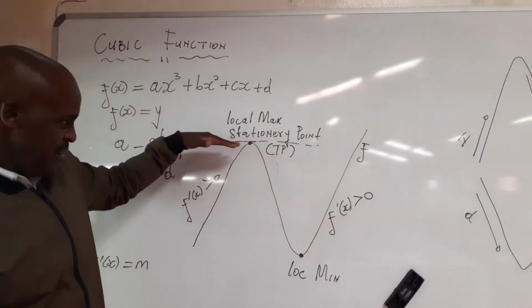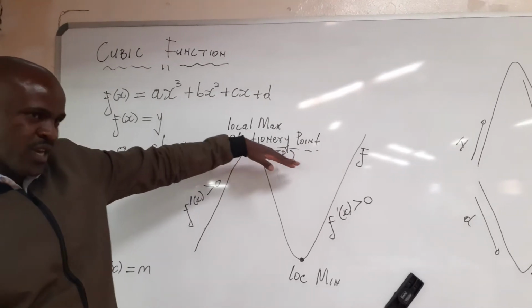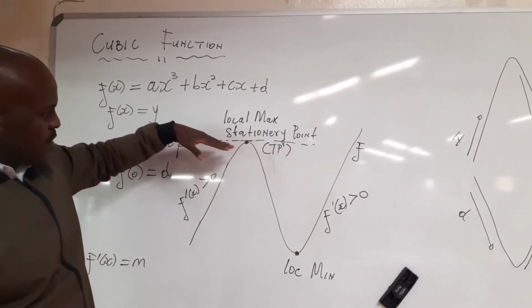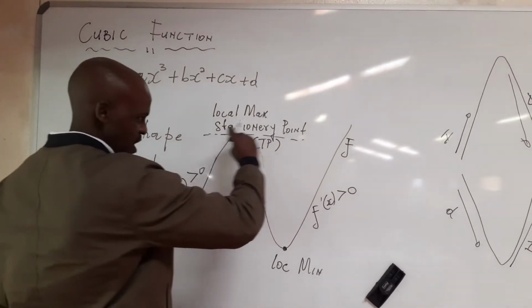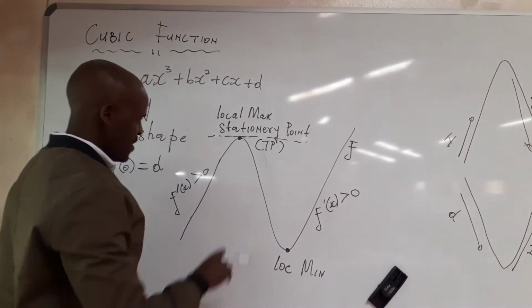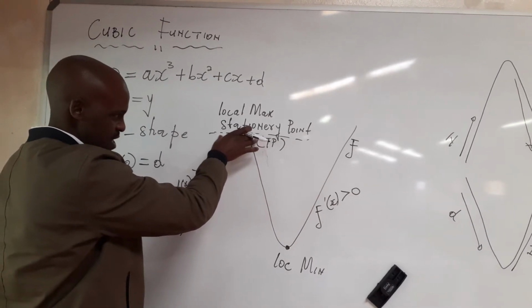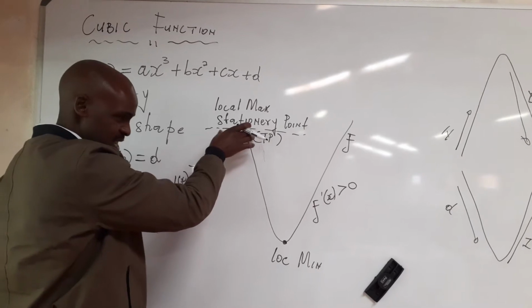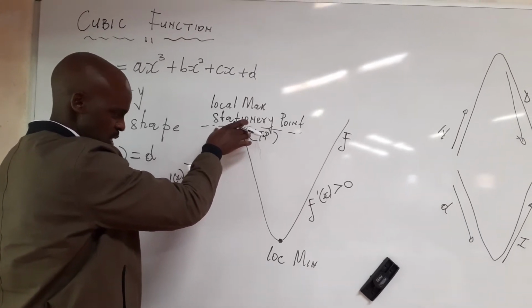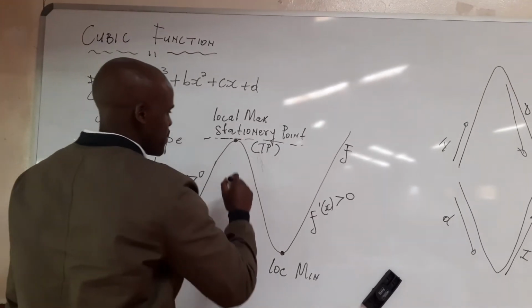So that line there tends to be horizontal. We call it a tangent. So the gradient of a horizontal line, since we are saying it's a horizontal line, that is 180. Therefore, its gradient here will be 0. The gradient of a tangent at the turning point will be equal to 0.